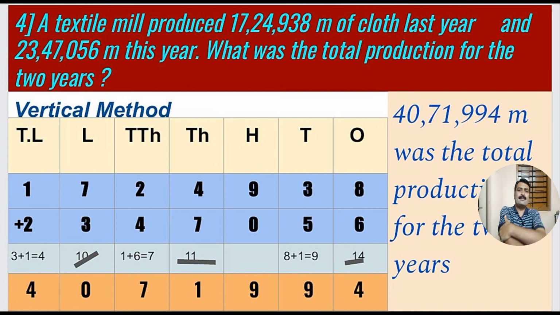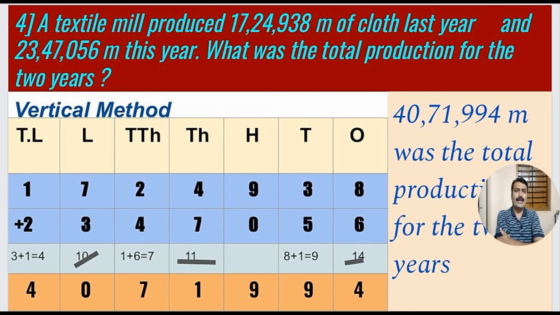Look at this fourth word problem given in our textbook. I am reading that word problem in this way: A textile mill produced 17,24,938 meters of cloth last year and 23,47,056 meters this year. What was the total production for the 2 years?